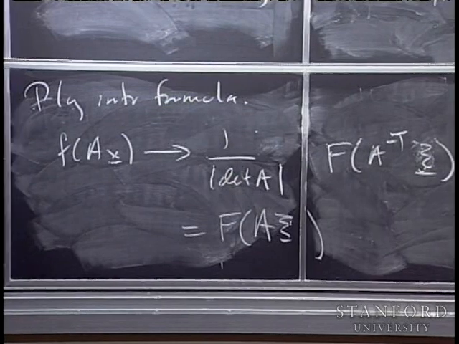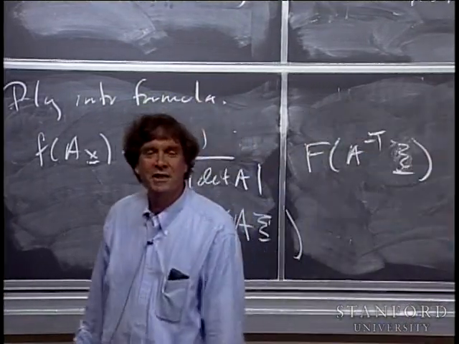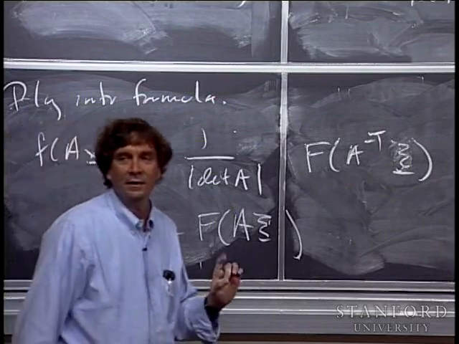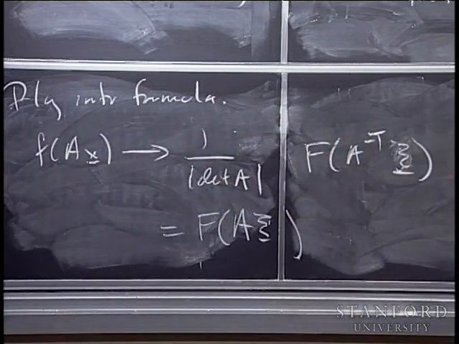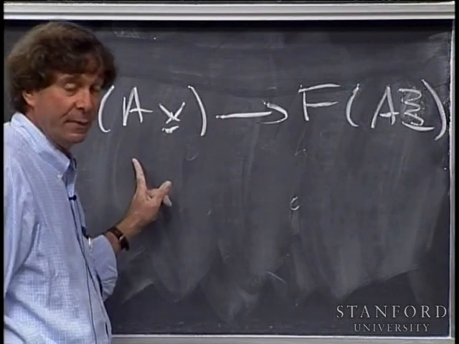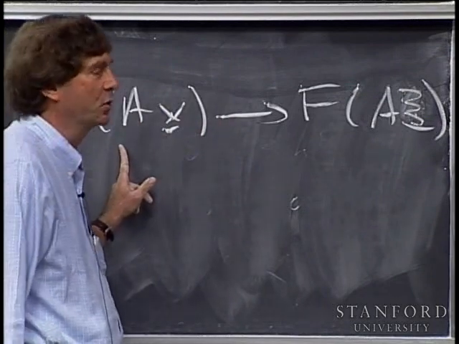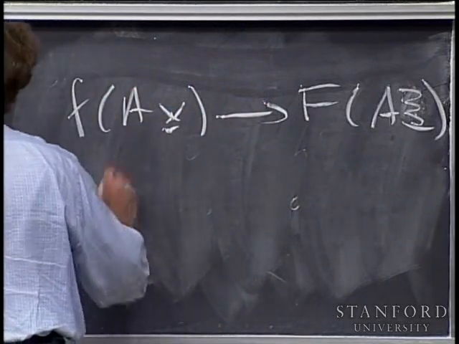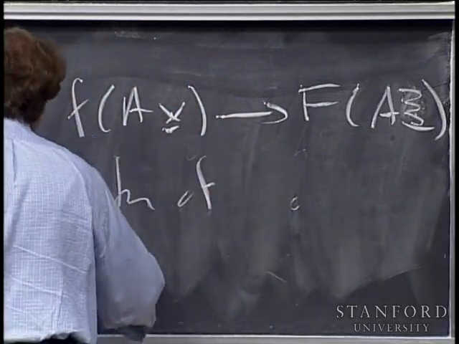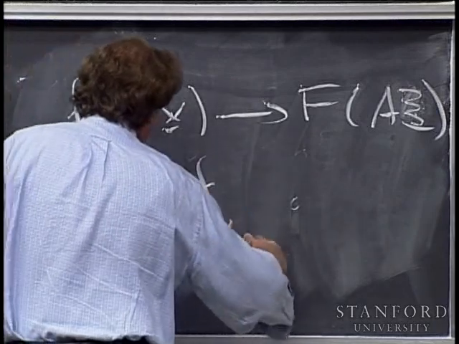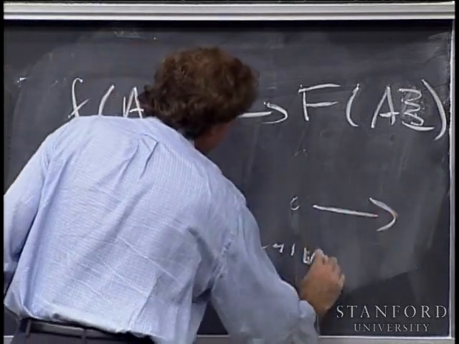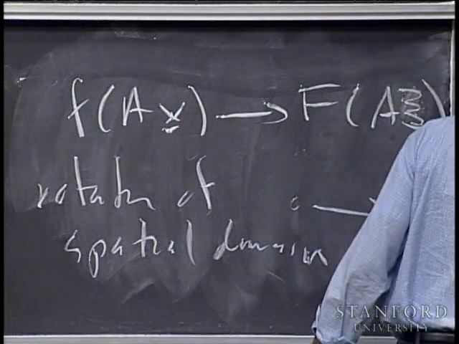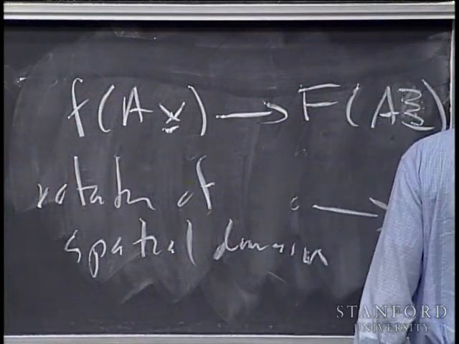All right? In words, a rotation of the spatial domain corresponds to the same rotation of the frequency domain. If Ax is a rotation, then A C is also a rotation, but they're different domains. This is a rotation of the spatial coordinate. This is a rotation of the frequency coordinate. So this says rotation of the spatial domain corresponds to the same rotation of the frequency domain.